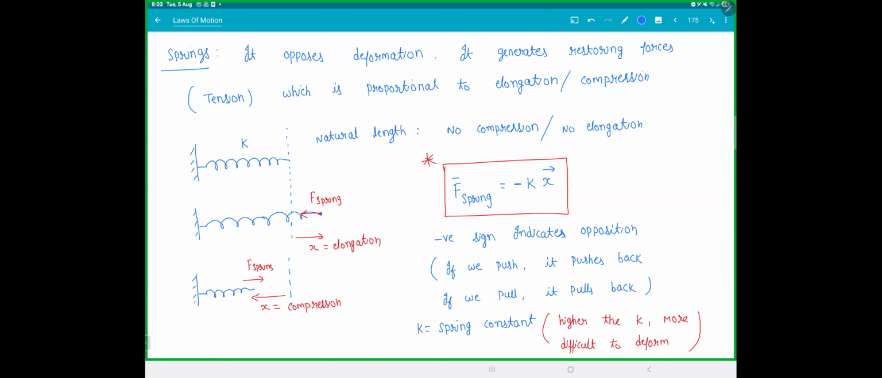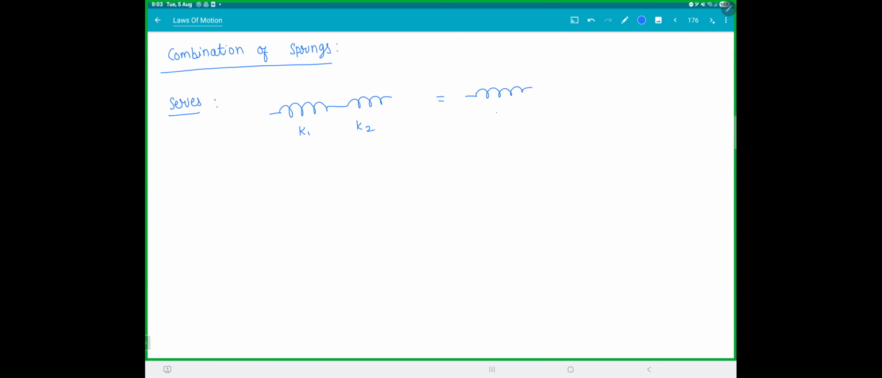Next thing, combination of springs. What happens if you keep springs in series and parallel? Quite a useful thing. We are going to see this again later on, but for now, series. So if you keep two springs in series, K1 and K2, you can replace them with one spring, K equivalent.